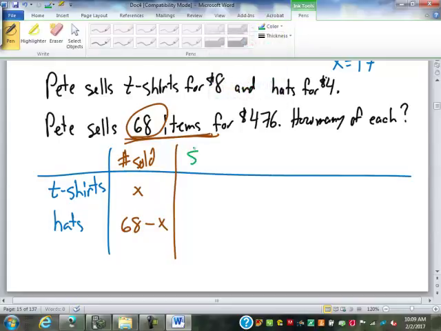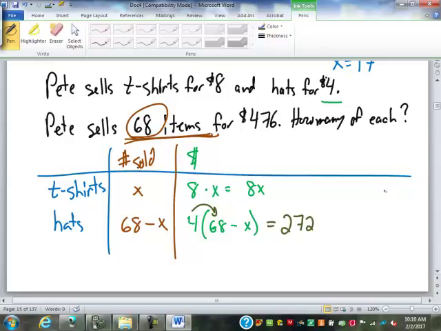So now we need to find the dollar amount for each item. The price per t-shirt was $8 times we sold X, so that's 8X. Price per hat was $4 per hat, times the number sold, which is 68 minus X. So we're going to combine those here. 4 times 68 is 272. 4 times negative x, negative 4x.